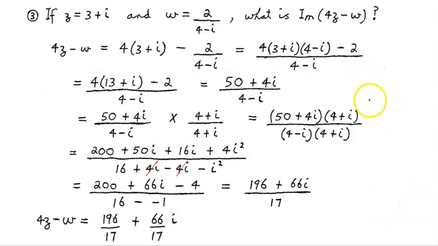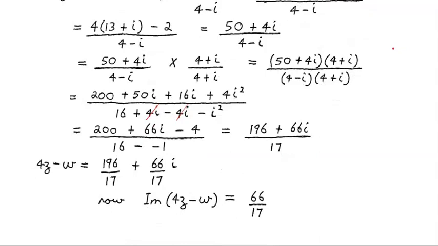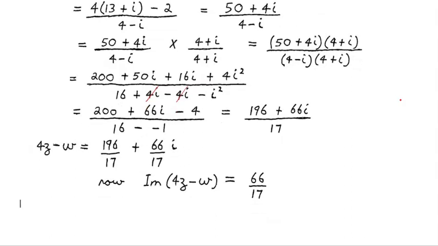And if you remember, the original question was to find the imaginary part of the complex number that was formed from 4 times z minus w. Okay, so we want the imaginary part. So the imaginary part of the complex number is 66 over 17. Okay, that is the imaginary part, 66 over 17. And that's it.